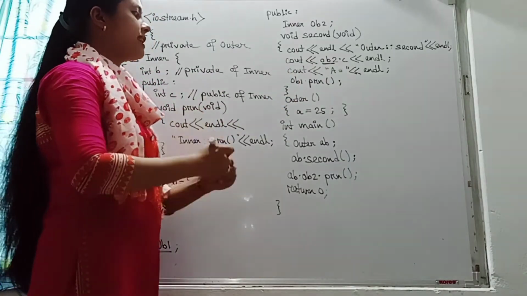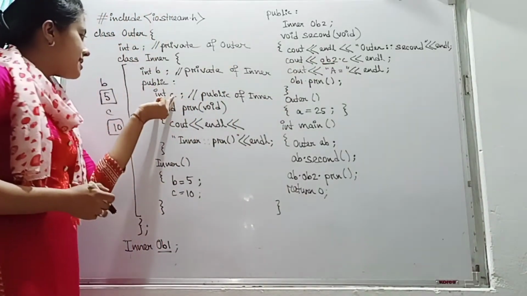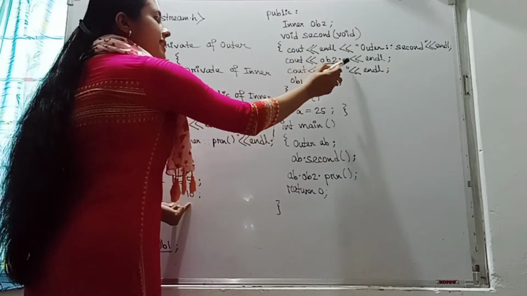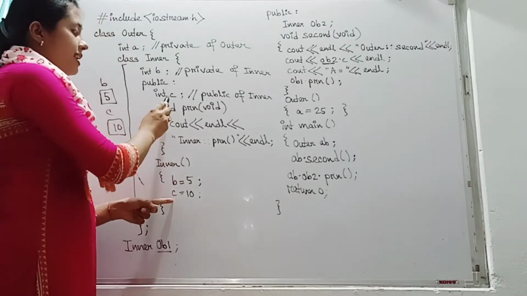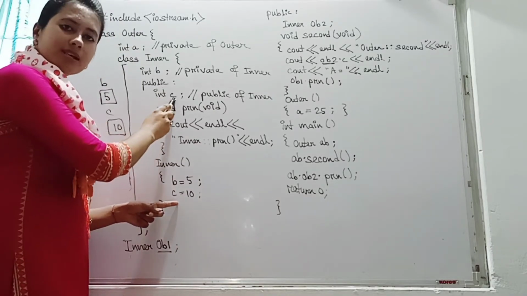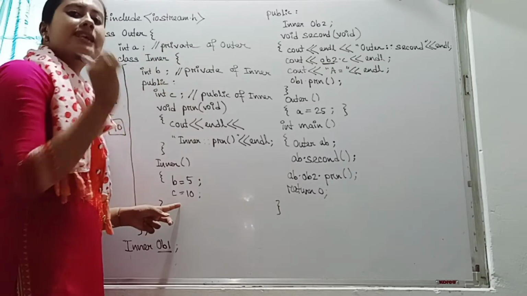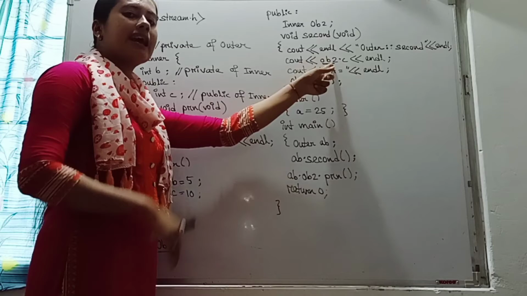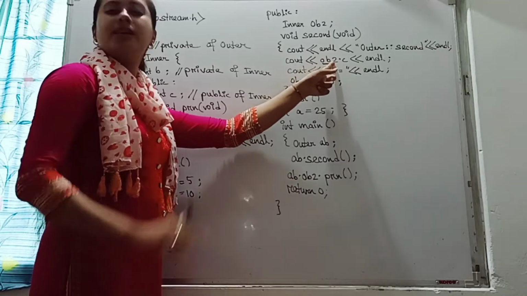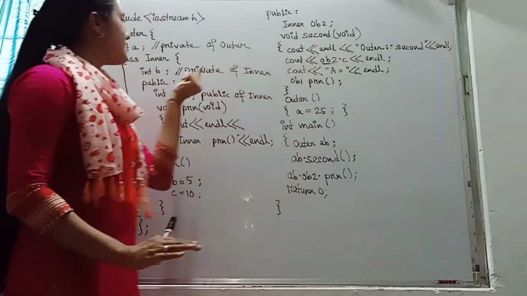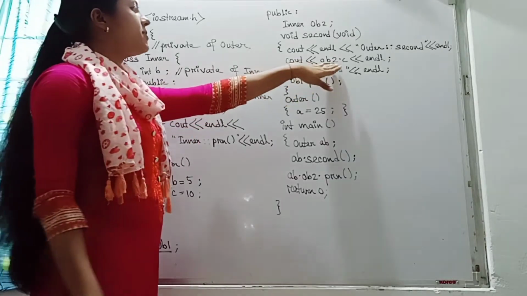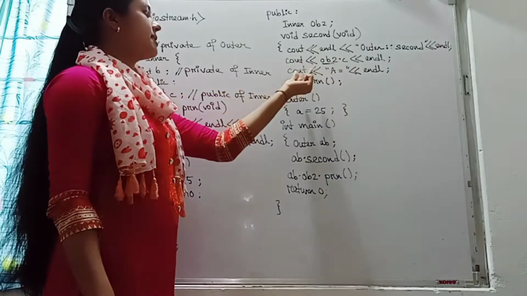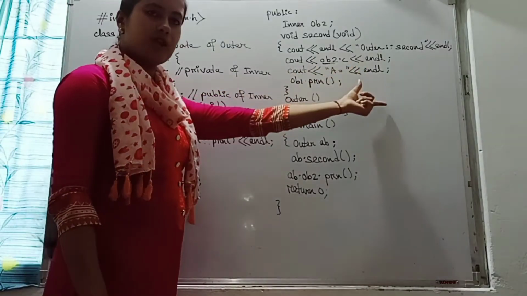Now where have we declared this c? This c is declared here and c's value is here. So this object is accessing the value c. Now this c is declared under the public section. So we know that if a data member is declared under the public section, then the object can directly access that particular data member. There will be no problem. Since c is under the public section, the object can directly access that data member.